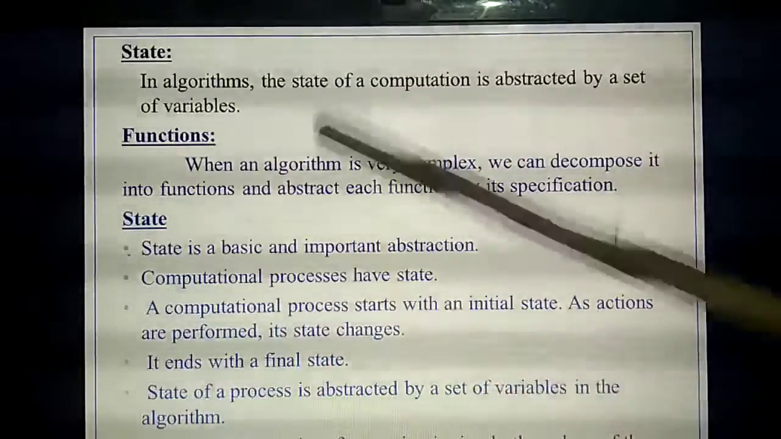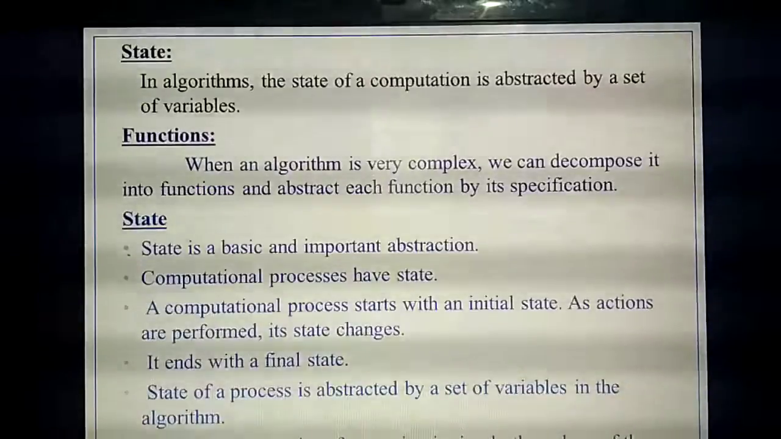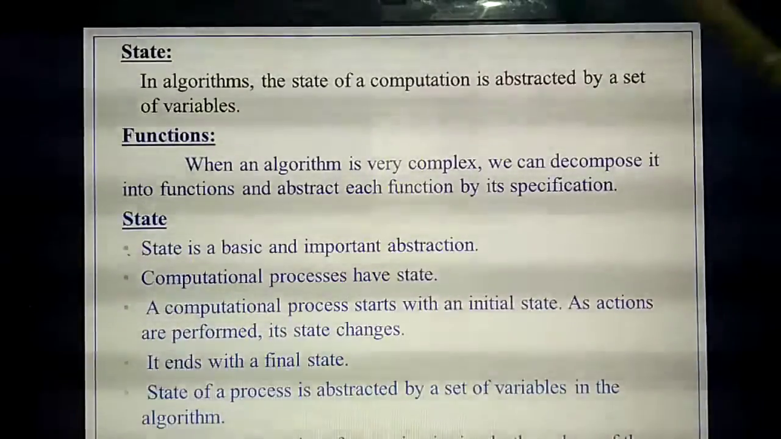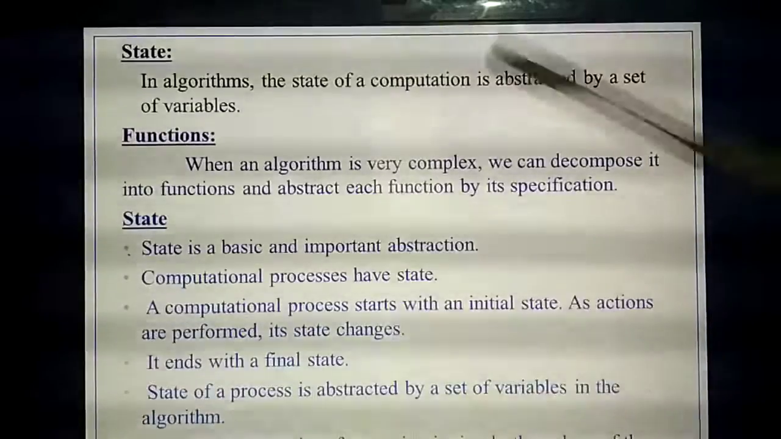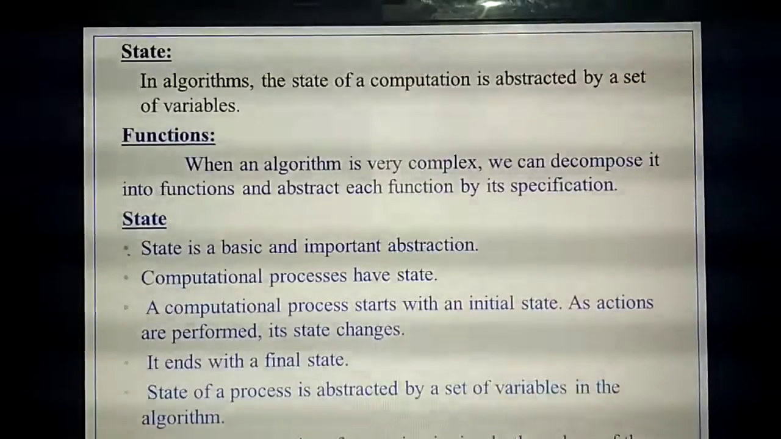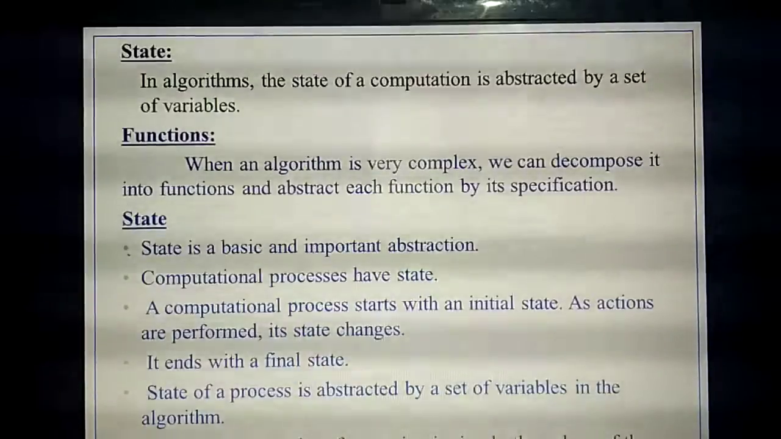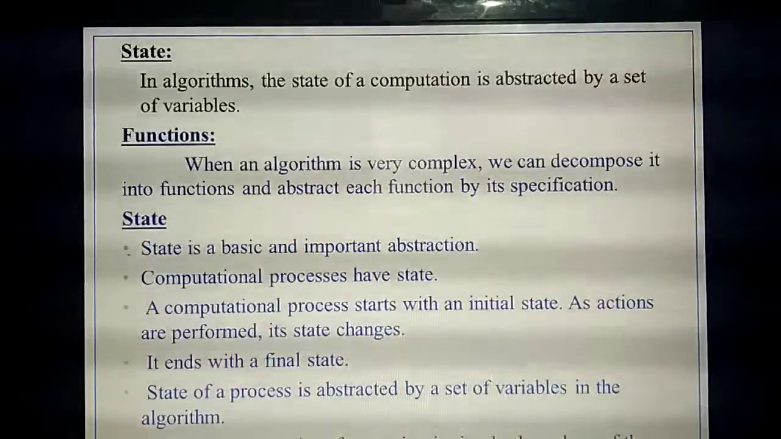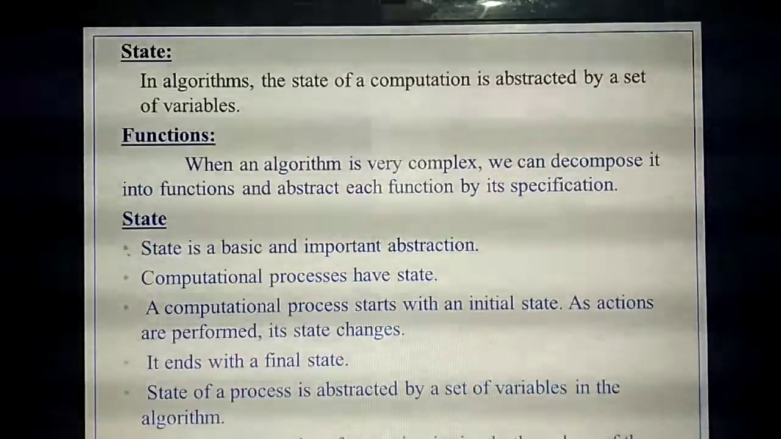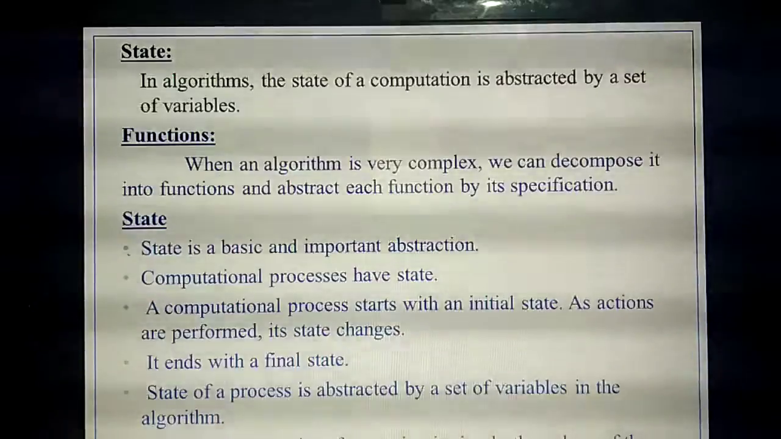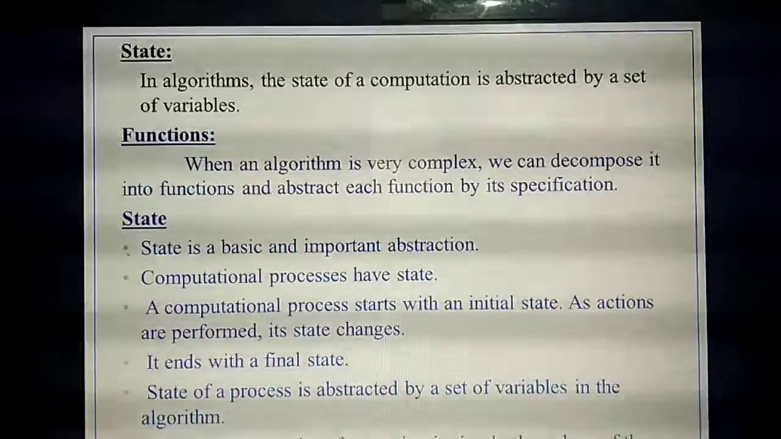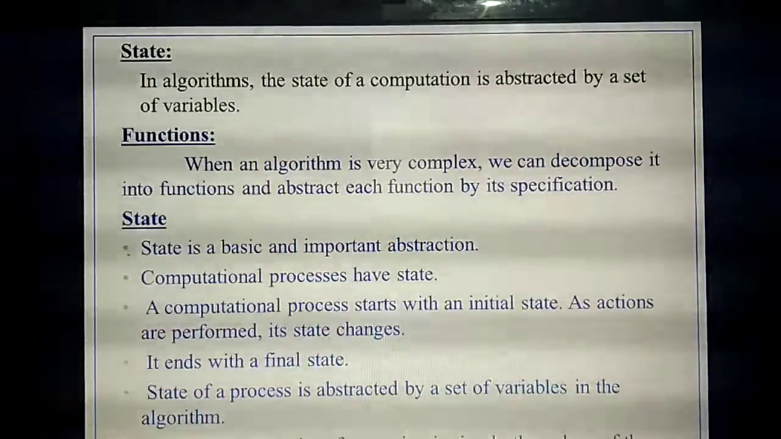Now read the second point. Computational process of state. What do you mean by state? State is defined by input variables. So computation, adding 2 numbers a plus b, that process will have a state. This computational process starts with an initial state. What do you mean by initial state? Initial state means at the starting you will give input. So for adding 2 numbers, what input are you giving? A equal to 5 and b equal to 10. That we are calling as which state? Initial state.